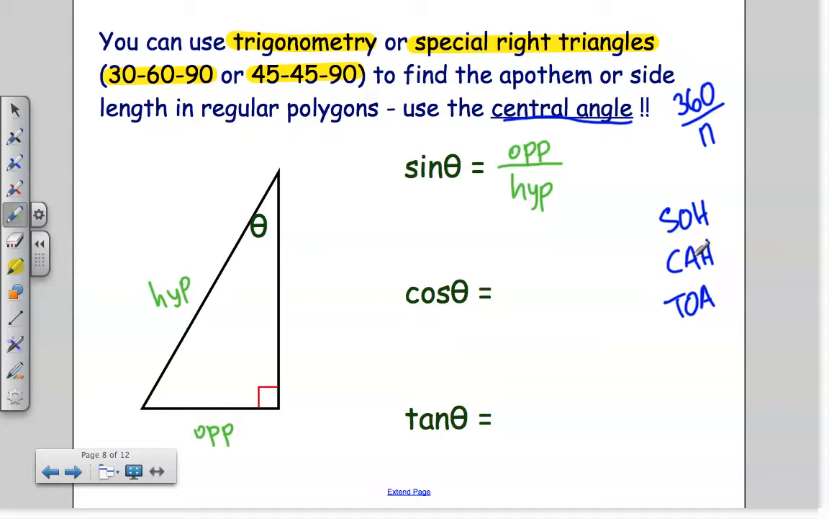Cosine, we're looking at adjacent over hypotenuse, would be that ratio. So the cosine of this reference angle theta is the adjacent leg, which would be here, over the hypotenuse. And finally, tangent, of course, is opposite over adjacent. So the tangent of this angle theta is the opposite leg over the adjacent leg. So keep in mind, we're going to use trig today.